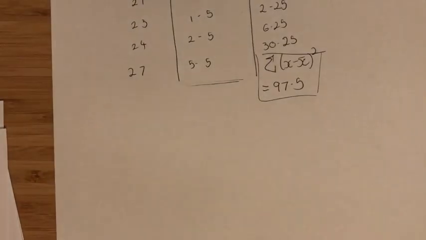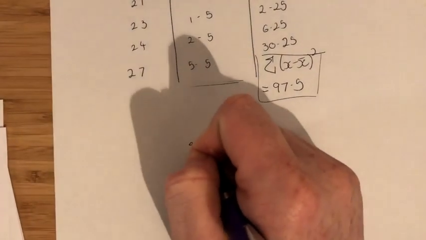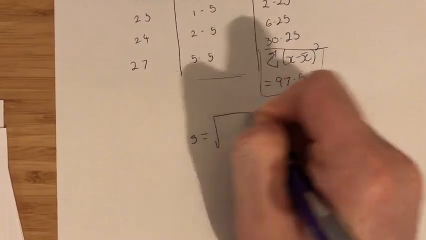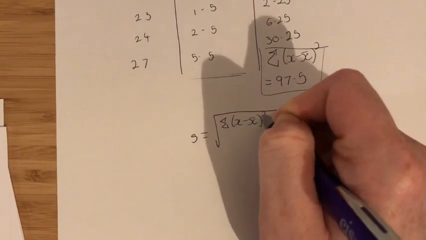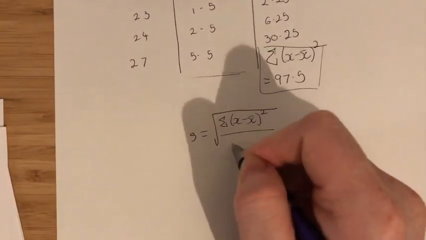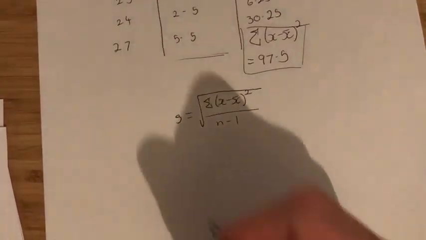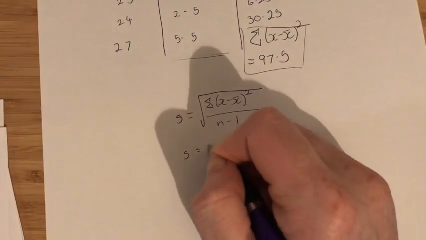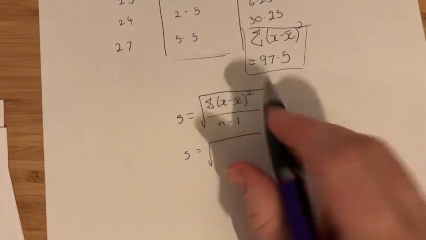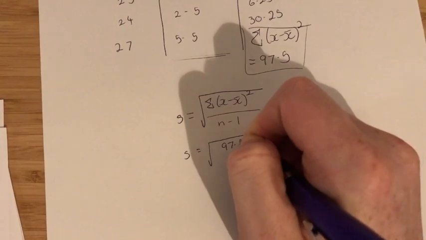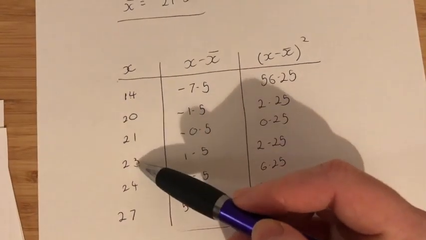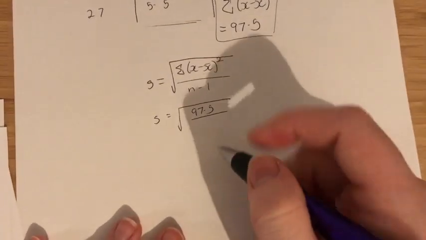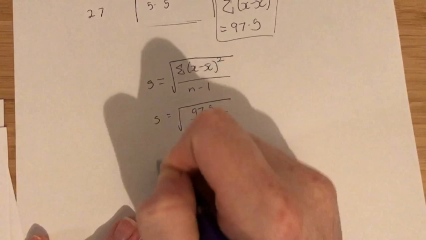So copying the formula from the formula sheet. Standard deviation equals the square root of the sum of x minus the mean all squared, which is what we've just found, divided by n minus 1. So that's 97.5 over n minus 1. We've got 6 data values, so n is 6. That's these, 1, 2, 3, 4, 5, 6. So n minus 1 becomes 5.